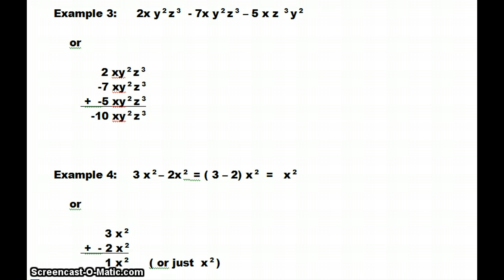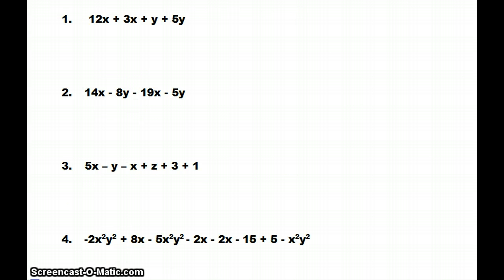In example 4, we have two groupings together, and again if we cover up the 3 and the negative 2, we have x to the second. So we can group that together and make it 3 minus 2, which is 1, or simply x to the second power. The other way that we could write it is one on top of another, where we have 3x to the second minus 2x to the second. 3 minus 2 gives us 1x to the second, which is just x to the second.